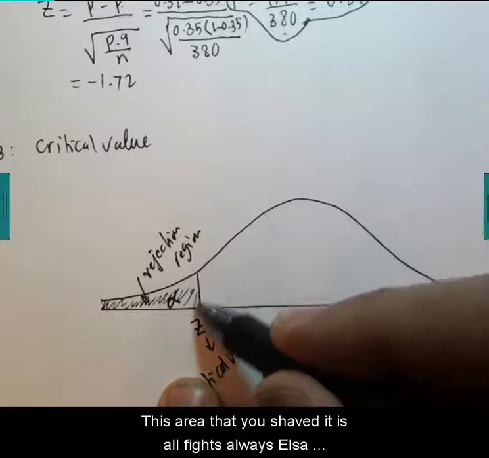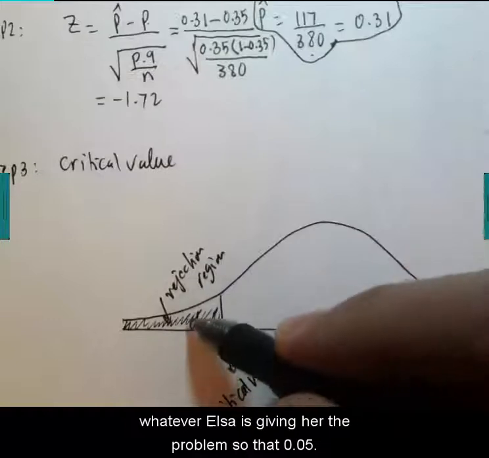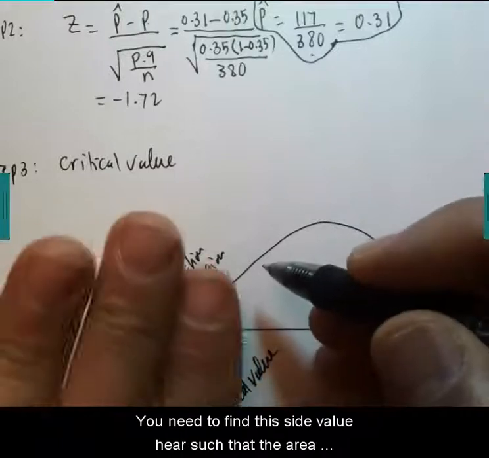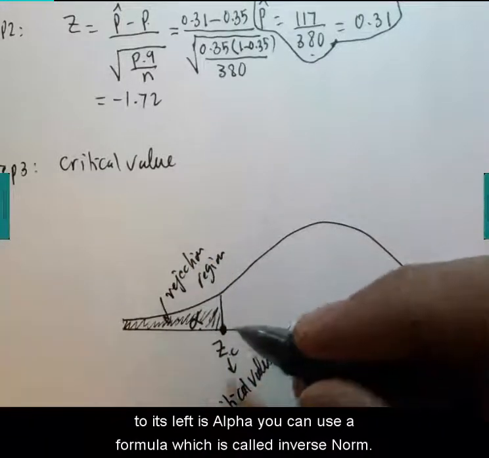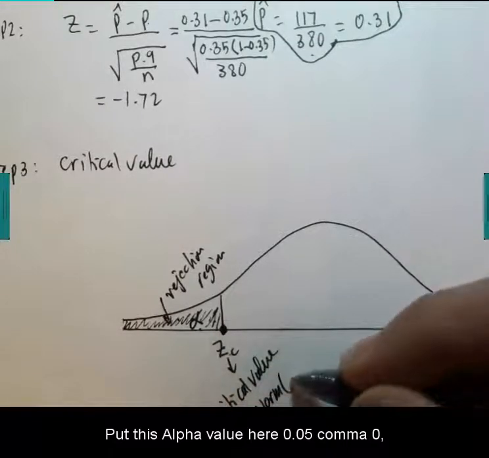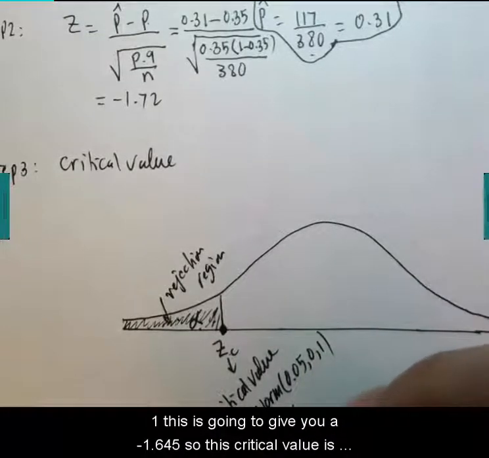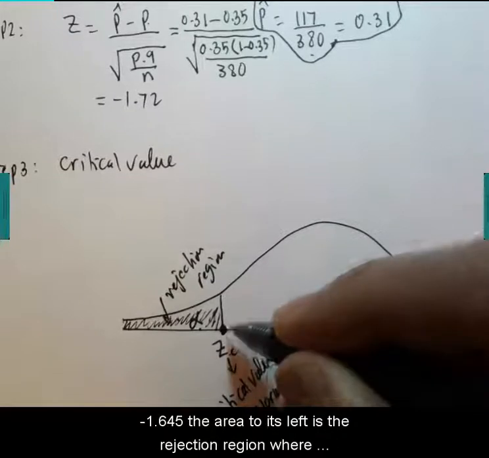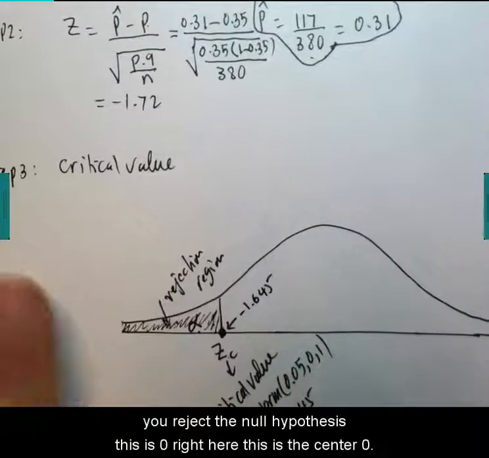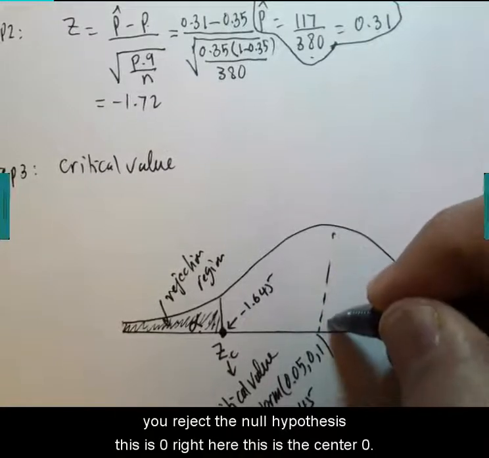This area that you shaded is alpha. It's always alpha, whatever alpha is given in the problem. So that's 0.05. You need to find this value here such that the area to its left is alpha. You can use a formula which is called inverse norm. You put this alpha value here, 0.05, and you put comma 0, comma 1. This is going to give you negative 1.645. So this critical value is negative 1.645. The area to its left is the rejection region where you reject the null hypothesis. This is 0 right here. This is the center, 0.